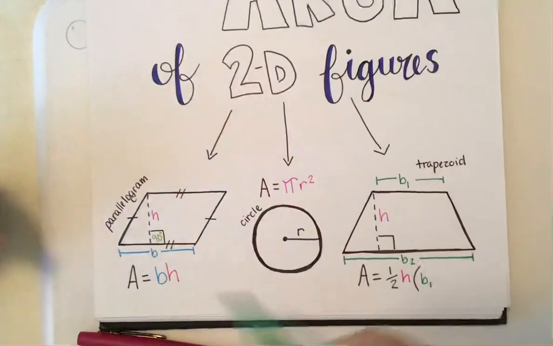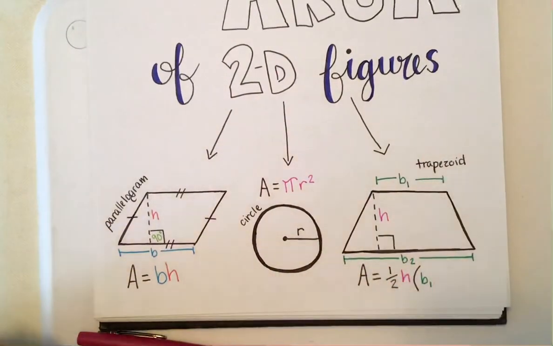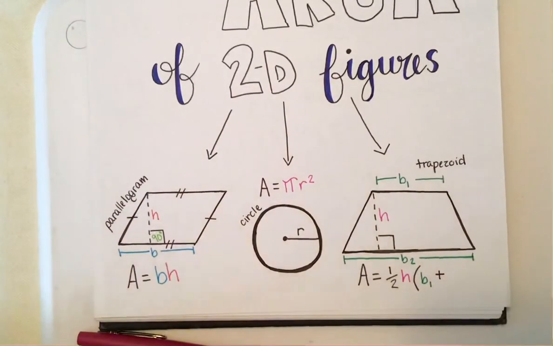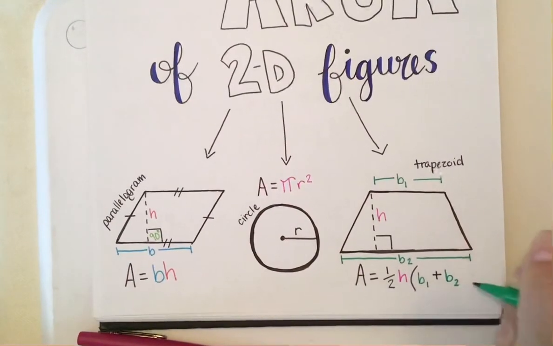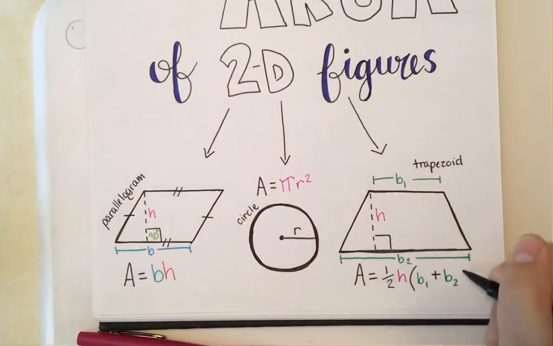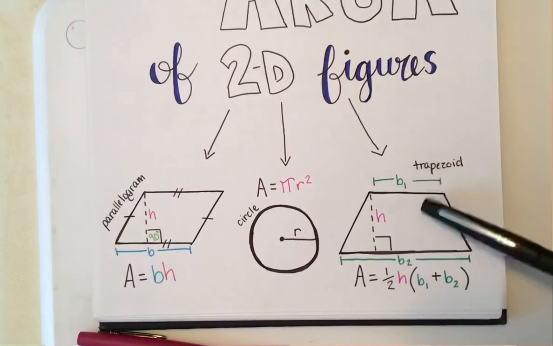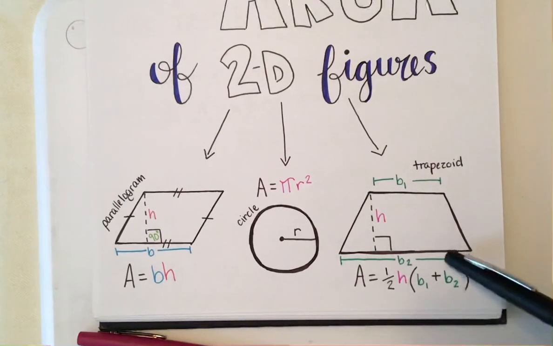Base 1, because if I flipped it over, this would be the base 1. I'm going from top to bottom, plus base 2. Oh, almost got me. Boom. So top to bottom, base 1, base 2. Area equals 1/2 times height times base 1 plus base 2.